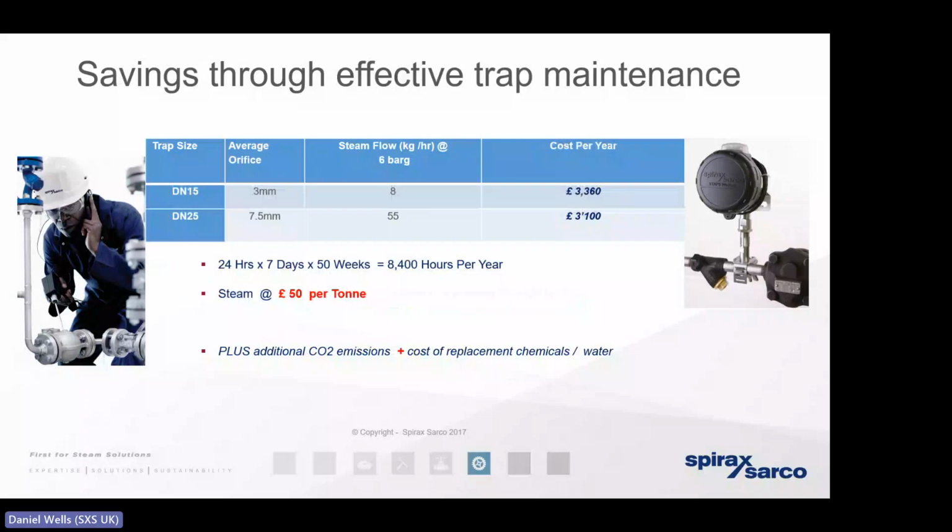Now, typically, a rule of thumb that a lot of clients would work to is they would expect a failure rate of 1 in 10. So every 10 traps, one of them is likely to be in the failed position. Or if they install a steam trap, it would typically have a life expectancy of 10 years. That's a very, very broad rule of thumb. But if we look at a typical steam user, like an acute hospital, it's by no means unusual for them to have anywhere between 200 and 500 steam traps on site. With a 1 in 10 failure rate, you can appreciate what that inefficiency could look like.